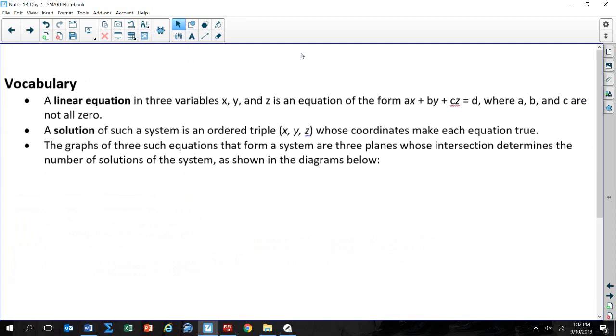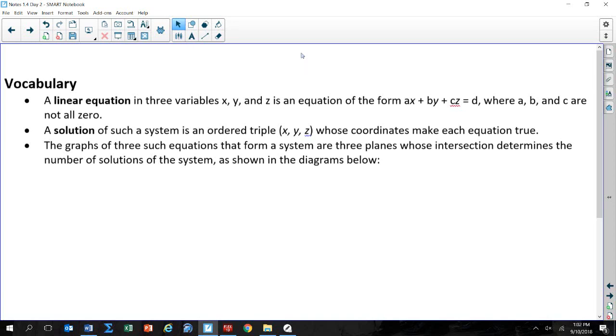So a linear equation in 3 variables, x, y, and z, is an equation of the form ax plus by plus cz equals d, where a, b, and c are not all 0. Okay, a solution of such a system is an ordered triple, x, y, z, whose coordinates make each equation true. So just like normally we write our answers as x, y, today we're going to write our answers as x, y, z.